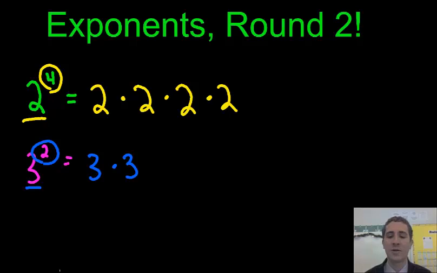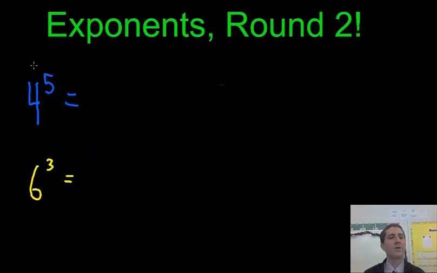Let me put 2 up on the screen for you to try by yourself. So get your paper and pencil out and we'll try both of those. Okay, on the screen here you see 4 to the 5th power and 6 to the 3rd power. Go ahead and pause the video, and I'd like you to expand out the multiplication for each one, just like we did on the last 2 examples.